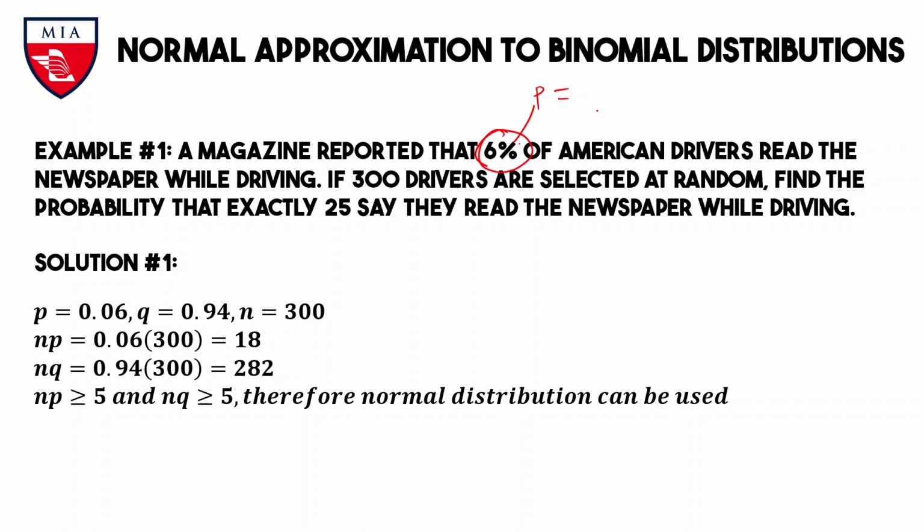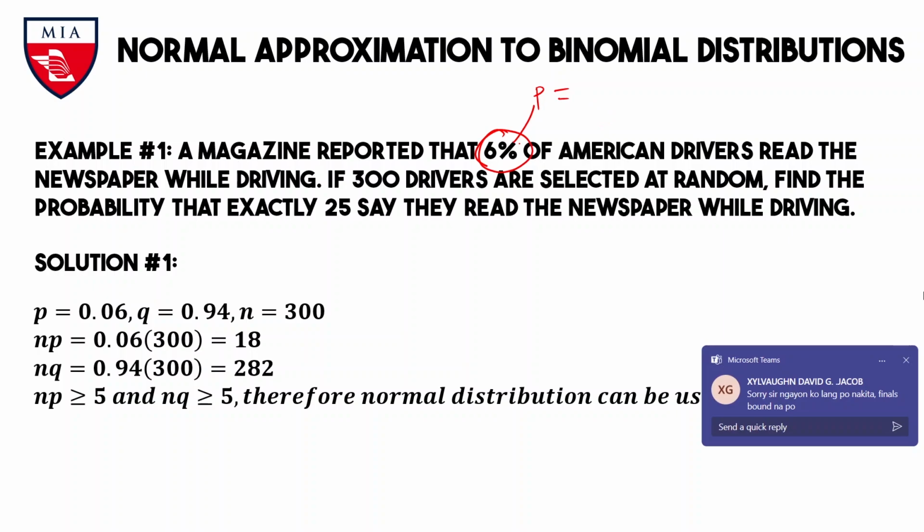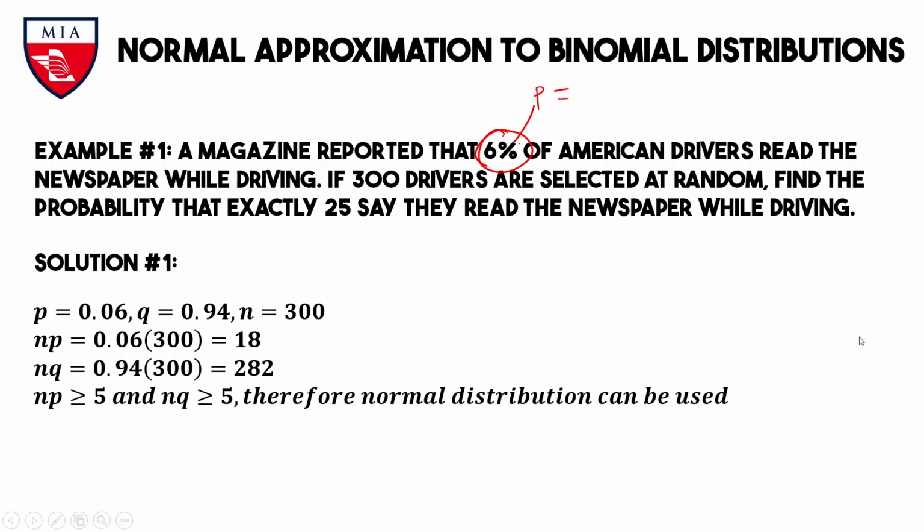And you need to convert the percentage into what? Decimal. So, what is the decimal form of 6%? We have 0.06. Like I said earlier, q is just 1 minus p. So, we have 1 minus 0.06. Therefore, we have q equal to 0.94.